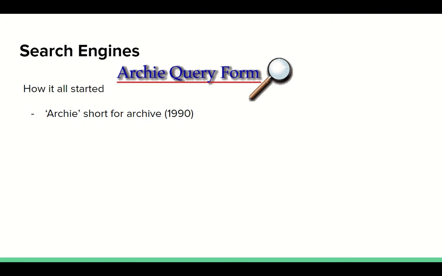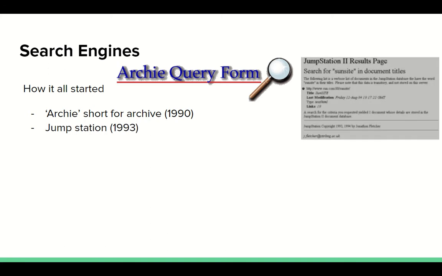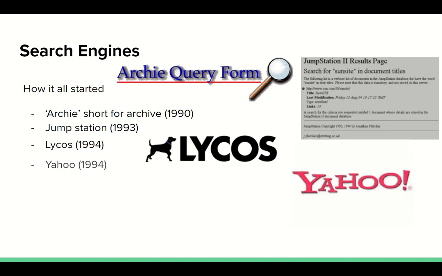Archie was the first proper search engine index. At this time, the World Wide Web wasn't in existence, so it used FTP servers to function. As you can see, some of the most successful ones included JumpStation, Lycos, Yahoo, and Google.